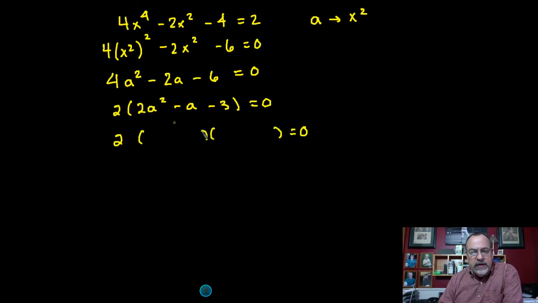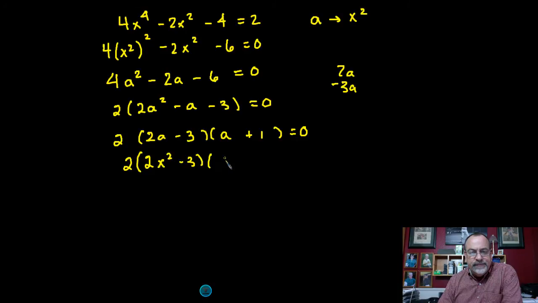I know that this is going to be 2a and a, and then I need factors of negative 3 that will help me add up to negative 1 here. So let's see, if I make this a positive 1 and this a negative 3, that should do the trick. 2a times 1 would be 2a, that's the outer, and then the negative 3 times a would be negative 3a. If I add those together, I get negative a. So this would be the factored form. And now I'm going to put the x squared back in. So this is going to be 2 times (2x squared minus 3) times (x squared plus 1) is equal to 0.